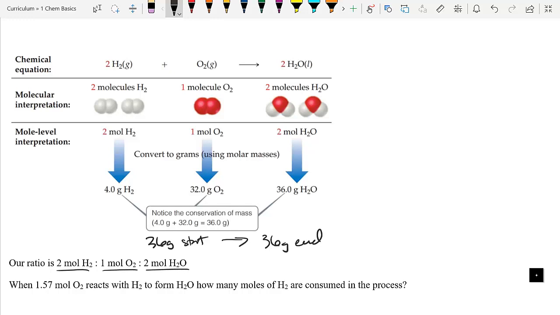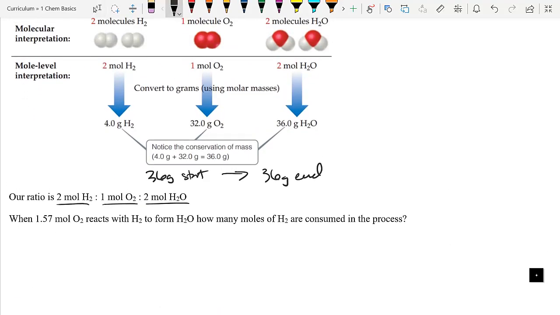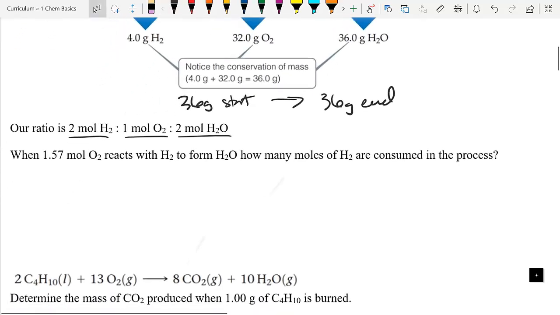And if I want to do any comparison, I can do that very clearly and very easily just by making sure that I figured out the number of moles of each thing and looking at these numbers as a ratio. So let's do a practice problem. First, when 1.57 moles of oxygen reacts with hydrogen to form water, how many moles of hydrogen are consumed in our process? So I want to think about that.